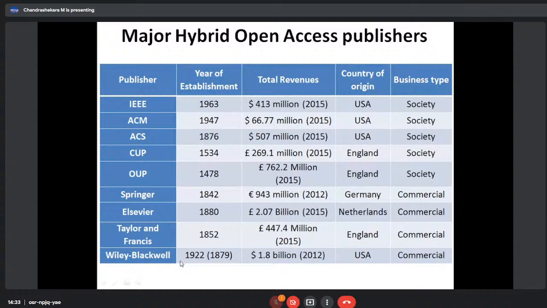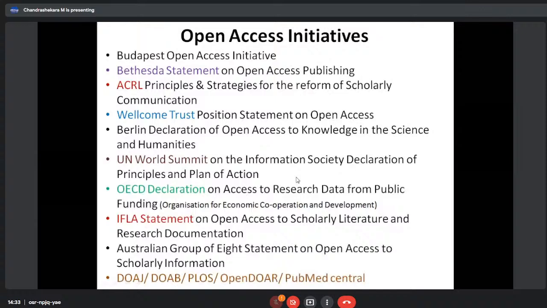Year of establishment we can also see, total revenue, the country of origin, and business type. These are the society publishers and these are the commercial ones. Then we can see the open access initiatives. Because open access is available, and there are different models also available, as you have seen: green, gold, hybrid, etc.